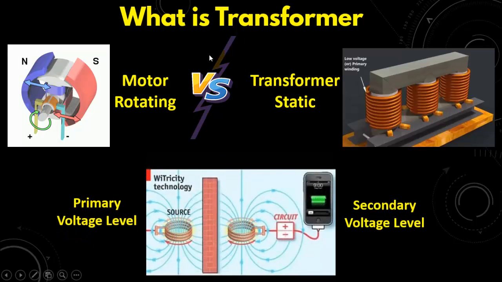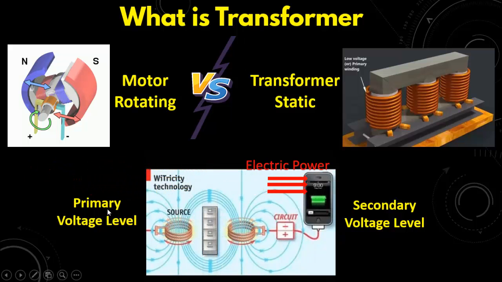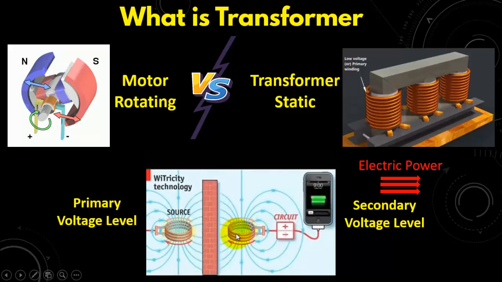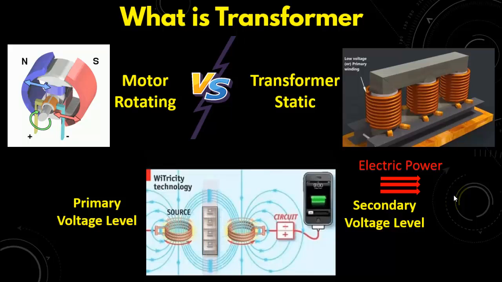So why do we call this a transformer? This is called a transformer because it transforms the electrical power from one voltage level to another voltage level, or you can say from the primary voltage level to the secondary voltage level. Here in the figure you can see that there are two windings. The primary winding is connected to the source, and the secondary winding is connected to the load. For the detailed working principle of the transformer, now we'll go to another part of this video.